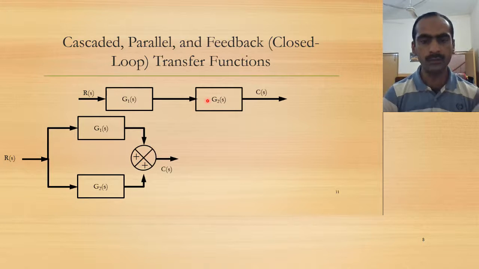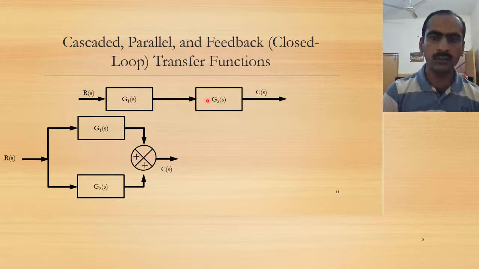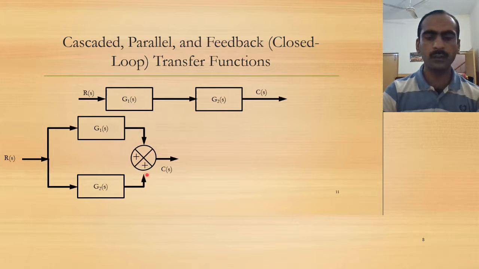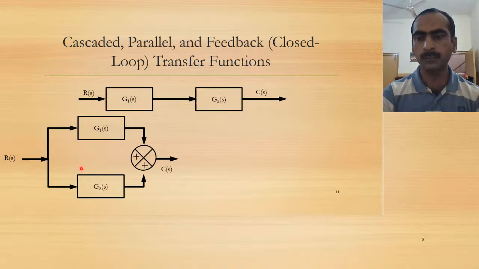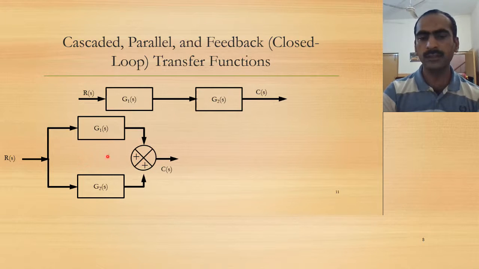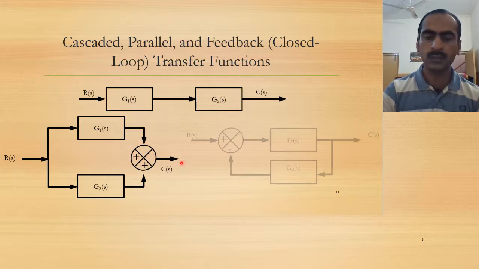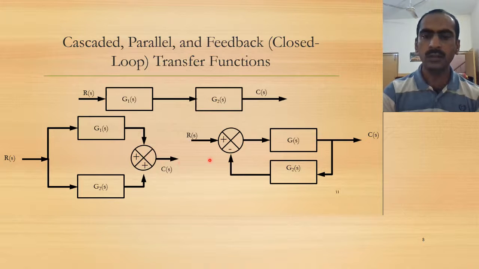And we have also a parallel connection, that is two blocks, and their outputs are being added together to give the output, and the input is the same to both of the blocks. So this is known as a parallel connection. The output C(s) would be G1 plus G2.